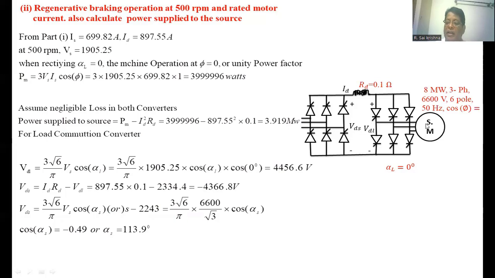The synchronous motor runs at 500 rpm, taking the rated current. So this much power will be given back to the source due to the regenerative braking of the synchronous motor.